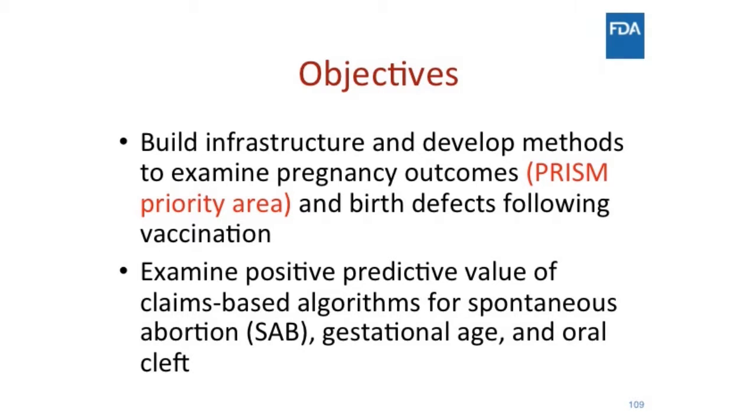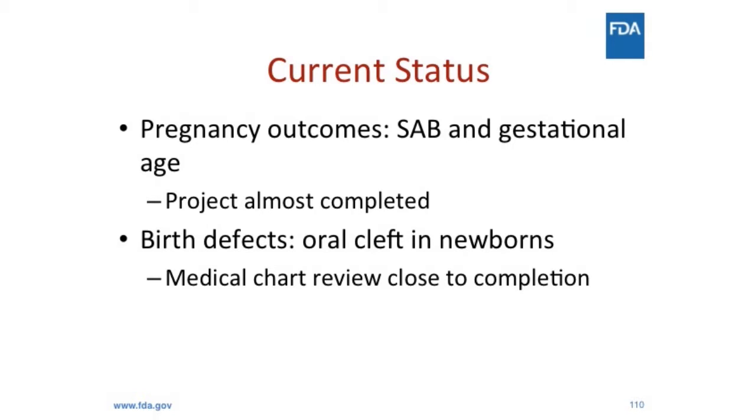So this study has two main objectives. First, the idea was to build the infrastructure and develop the methods to examine pregnancy outcomes and birth defects after vaccination, and also more specifically examine positive predictive value of claims-based algorithms for spontaneous abortion, gestational age, and oral cleft. So with respect to spontaneous abortion and gestational age outcomes, the project is almost completed. We are finalizing the study report to be posted to the Sentinel website. With respect to the oral cleft outcome, medical chart review is close to completion.